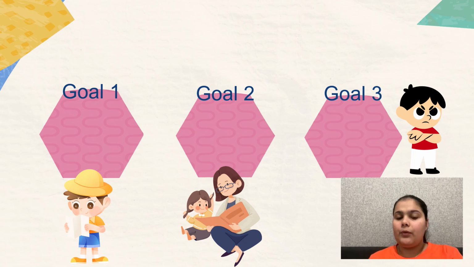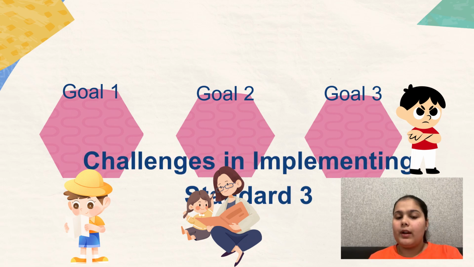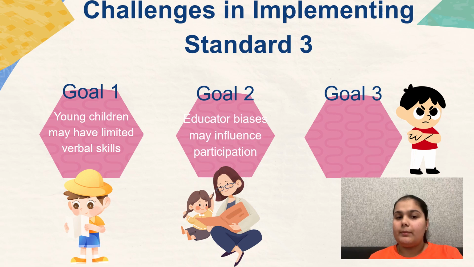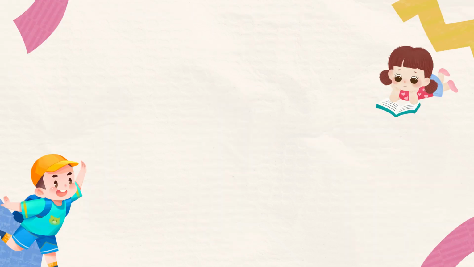Now, let's move to the next slide where we look at some of the challenges. Some children may not have the language to express how they feel. Educators may have biases or unintentionally overlook children's opinions, and sometimes there is a lack of resources to teach children about their rights in creative ways.